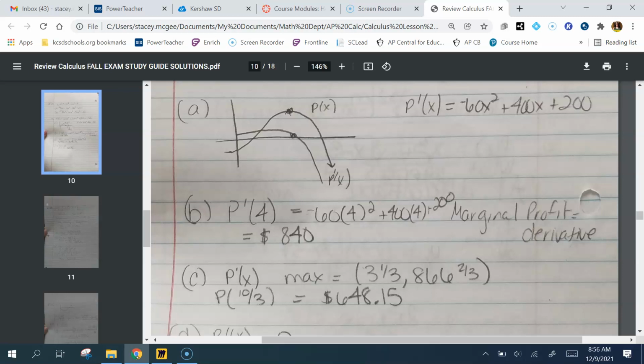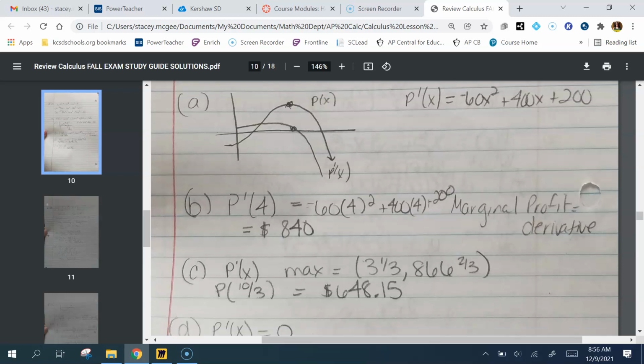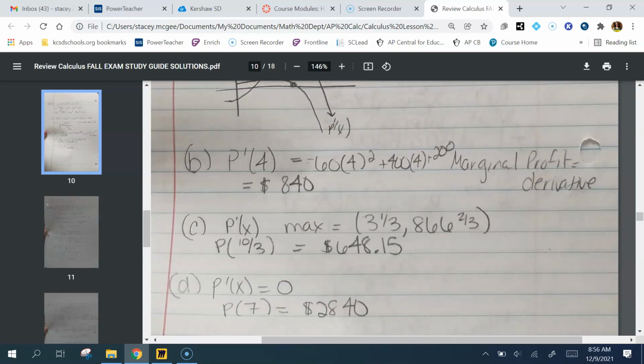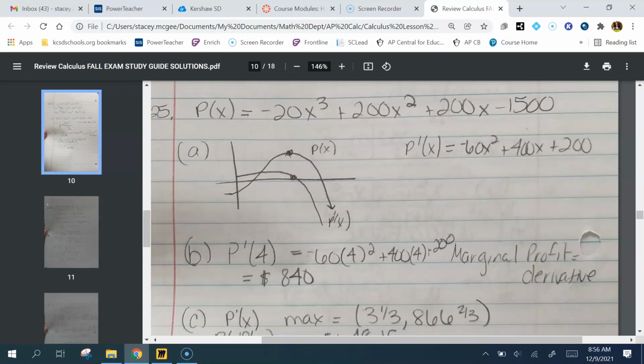Maximum profit possible. That would be the maximum of the profit equation. So that's this point right here. If you've got a calculator, you can find the max of that. You could find the zero of the derivative. The zero of the derivative is also the maximum of the function, you see what I'm saying? So either way you want to do that.